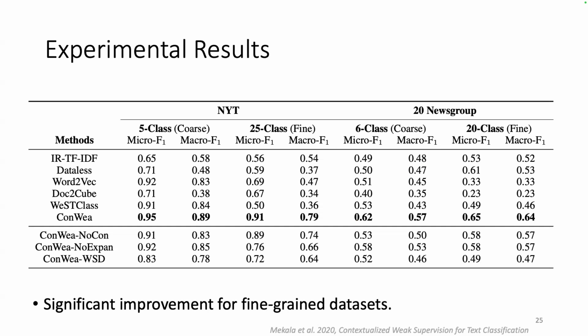Cool. So, experimental results. We experiment on 4 data sets, including coarse and fine-grained data sets, and we observe a significant improvement for fine-grained data sets over the baselines. We use seed word supervision in this case, and we noticed that if we resolve the ambiguity, the performance improvement is very significant compared to not resolving the ambiguity. As you can see here, Conv and Conv no con, and also compared with the other baselines.